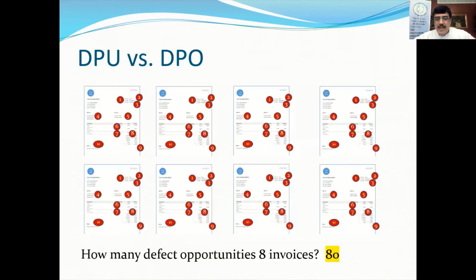Now, let's say we are producing 8 invoices. So how many opportunities are there in 8 invoices? Anybody? Well, we're producing 8 invoices, and in each one there are 10 opportunities to make a mistake. 100? It's 8 only, not 10. So we have 8 invoices times 10 opportunities, 80. Sorry, 80. So they have 80 opportunities to make mistakes.